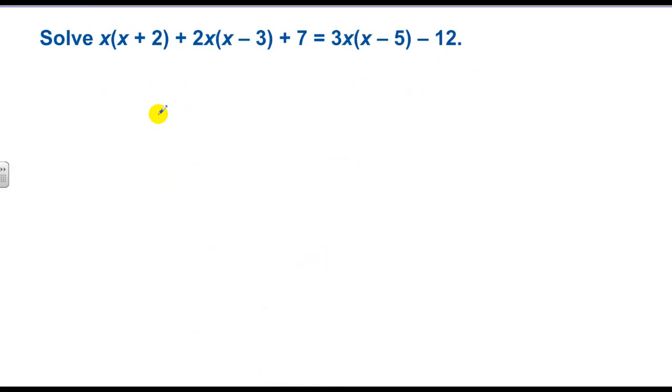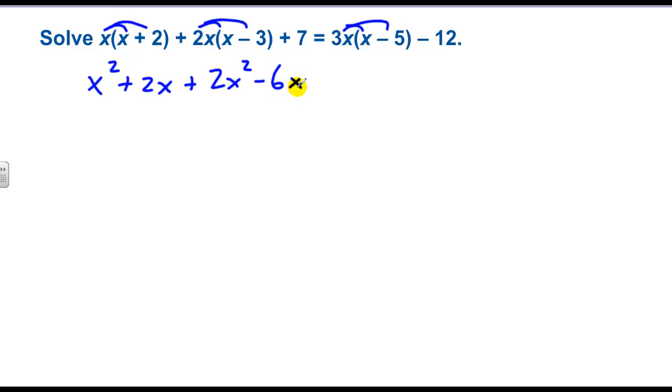Very similar problem here, a lot more multiplying to do. Distribute, distribute, and distribute. So in this case I have x squared plus 2x plus 2x squared minus 6x plus 7 equaling 3x squared minus 15x minus 12.